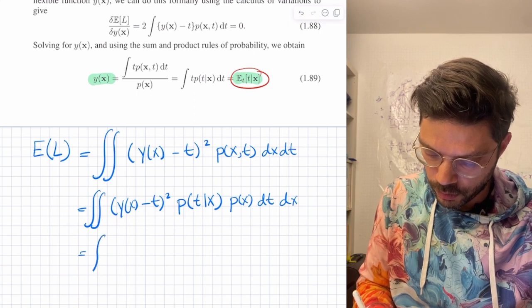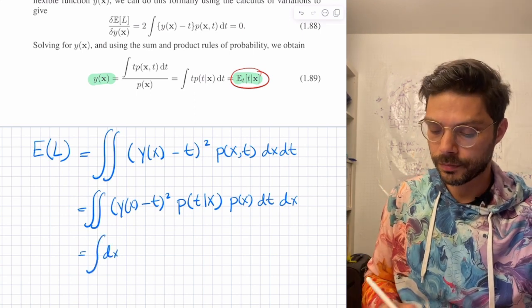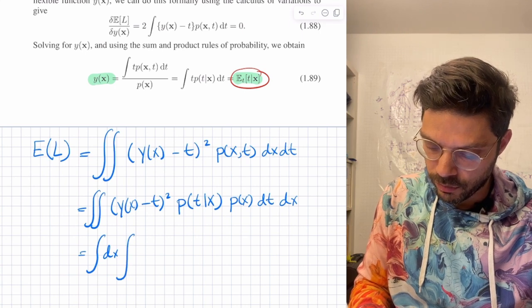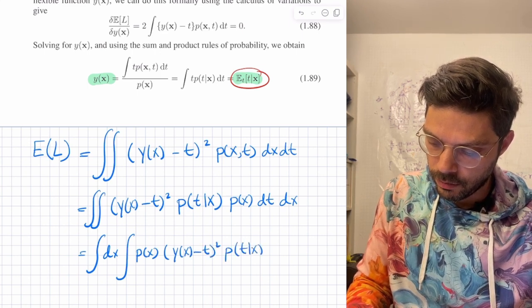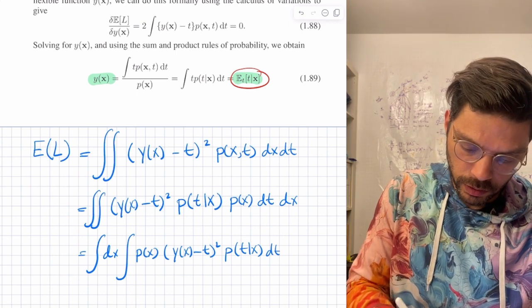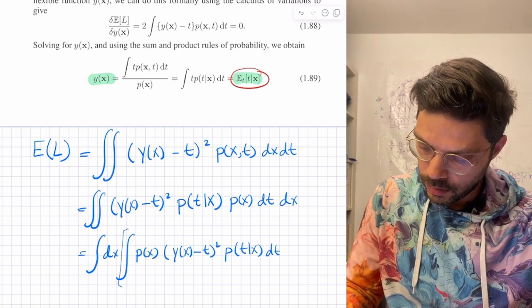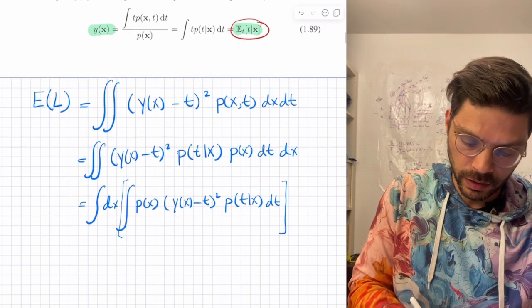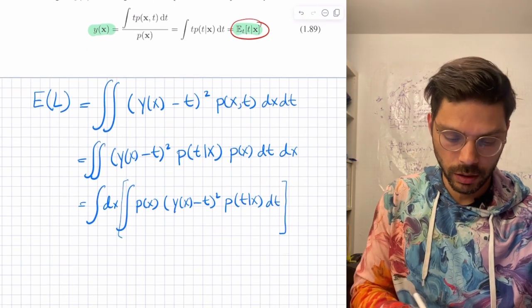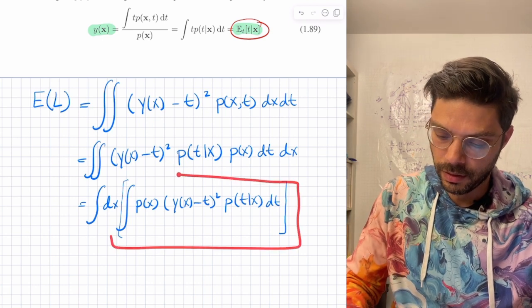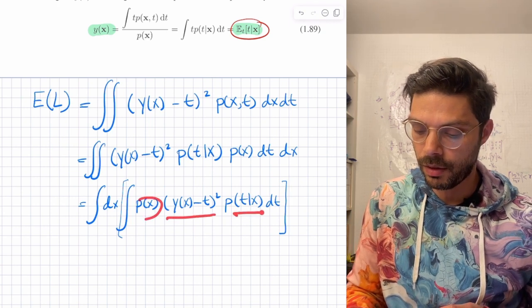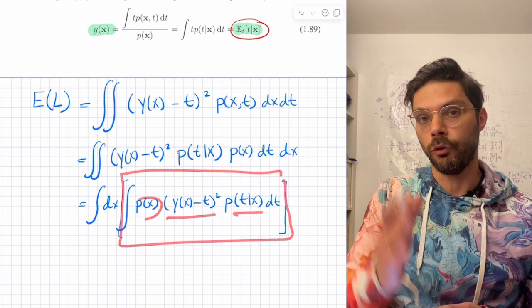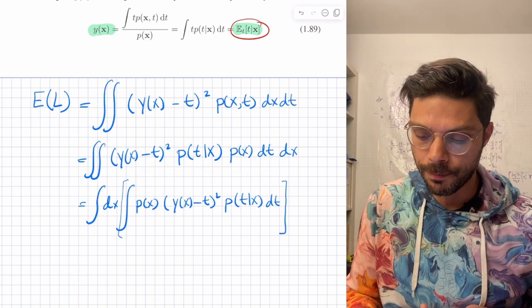So here's our dx, and then inside the brackets we've got p of x times y of x minus t squared p of t given x dt. So basically we now have this function here that we can minimize. It's going to be a positive value, right? P of x, all of these numbers are positive, and we can just minimize it for each value of x, and that will give us our value y of x.